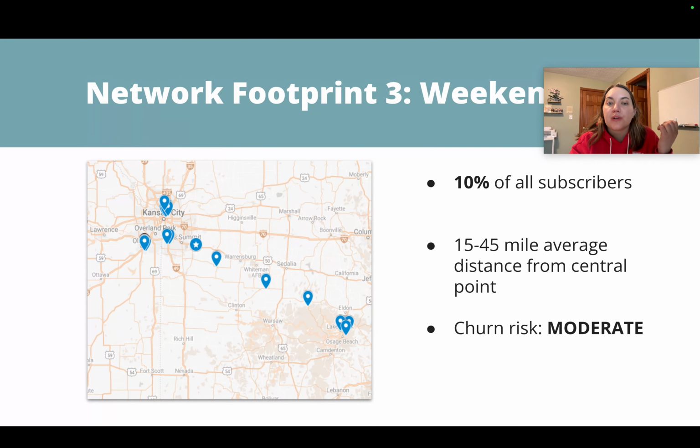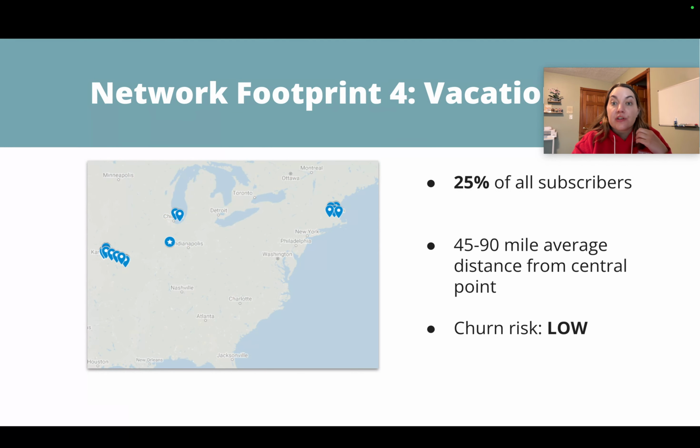Weekenders, they were the ones that had a slightly wider radius. So we're slowly going more and more. They are hitting more cell towers. So they're hitting a wider radius. Vacationers, so they're going more and more about the country. These are the people that are hitting about half the country in a given month. Low churn risk. These people do not typically churn.